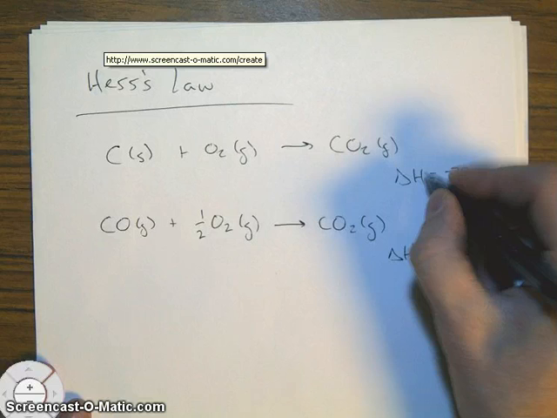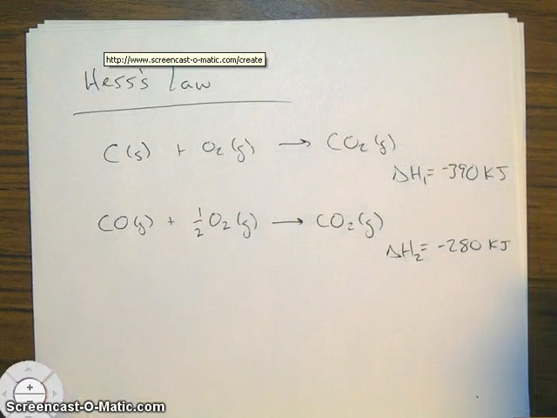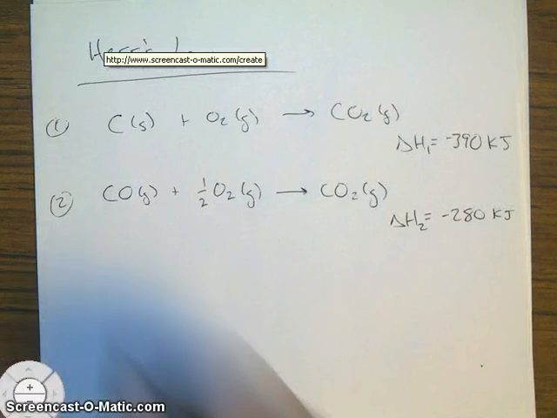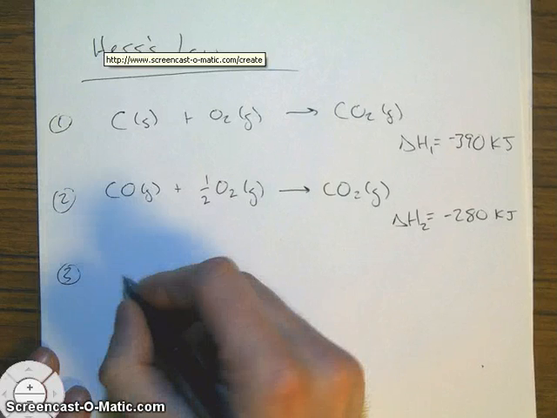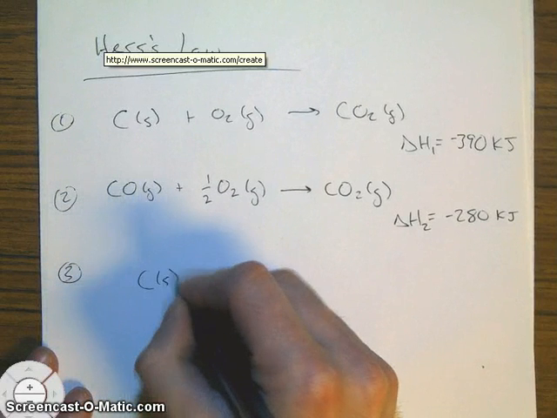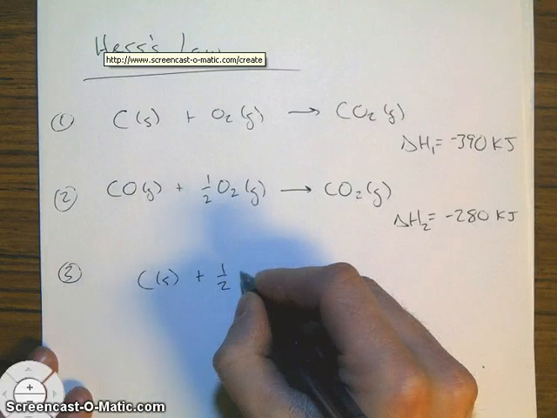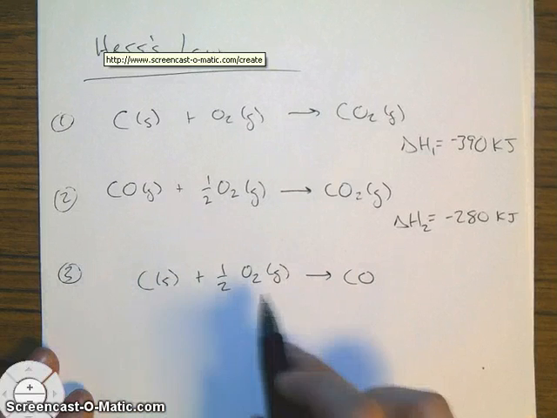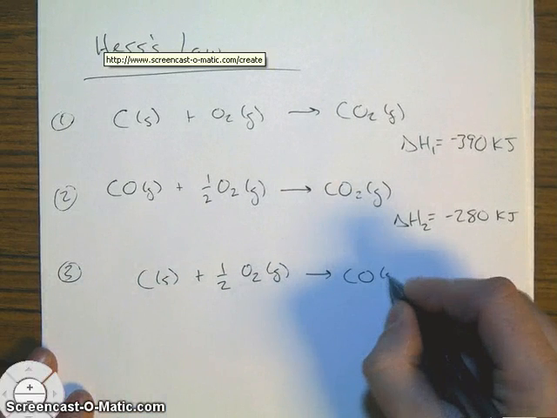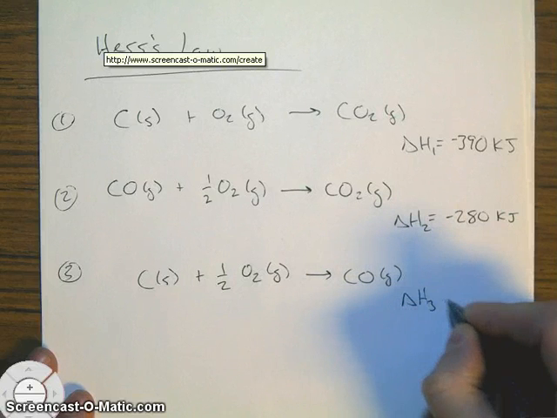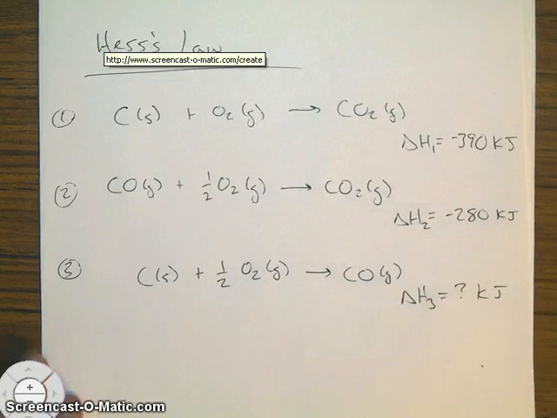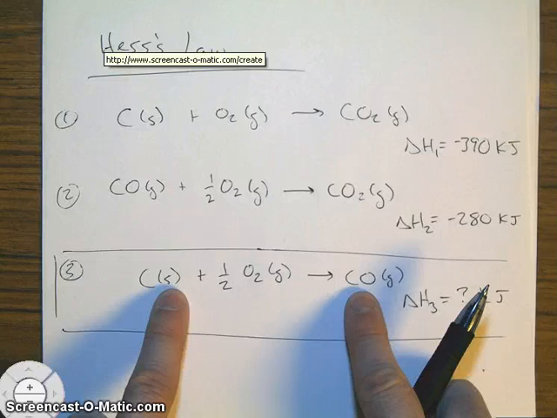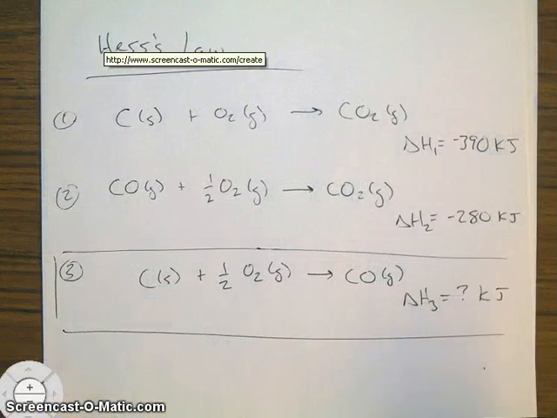Now let's be smart this time. Let's actually label these with numbers. That way we know this is reaction 1, we know that this is reaction 2. Now what we're going to try and figure out is what delta H is for this reaction without actually having to burn it. Without having to burn it, we're going to try and figure out how much energy is released when solid carbon and oxygen come together to produce carbon monoxide gas. And we'll label this delta H3, and we don't know how many kilojoules it is. That's the point of using Hess's law: if we don't know what the kilojoules is for this, we can figure it out from the previous two reactions.